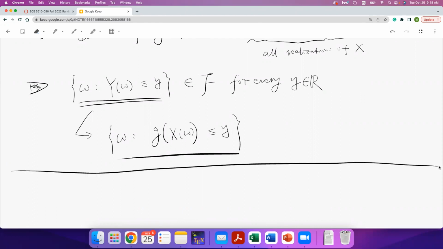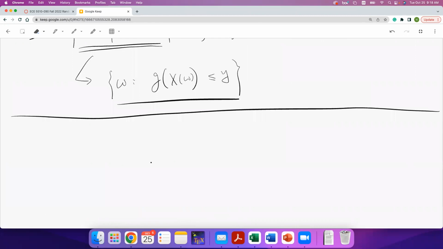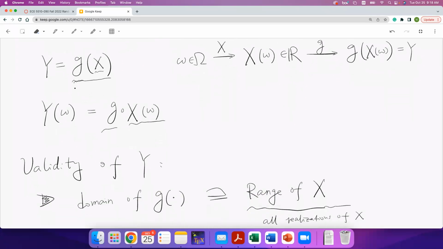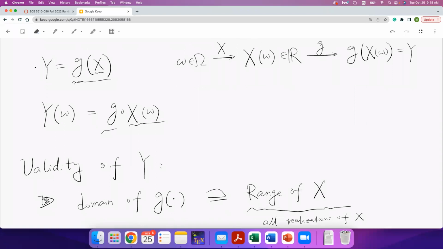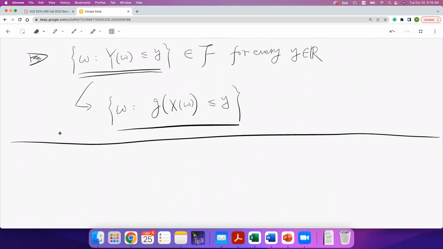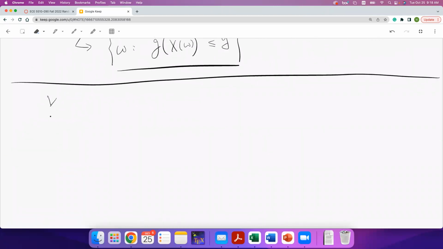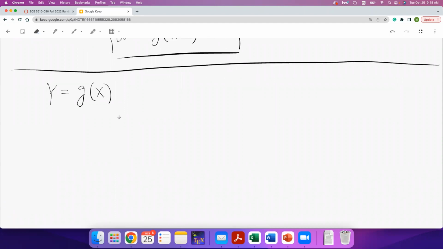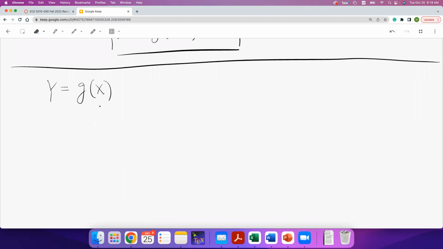Now, in all the settings, we will assume by default that this is always a valid random variable. So this transformation g always makes y a valid random variable. So now let's look at such functions of random variables.